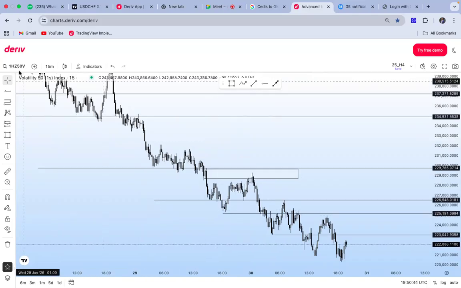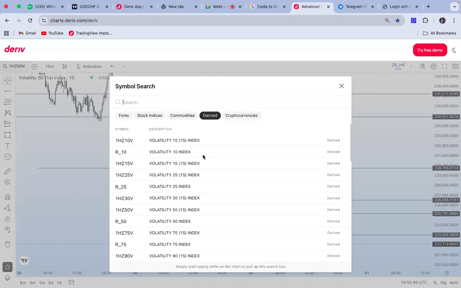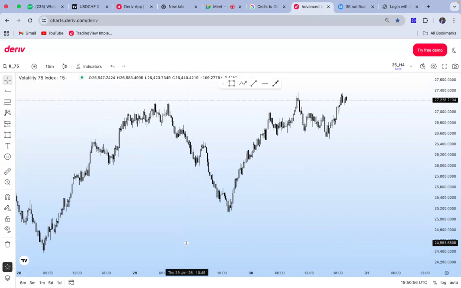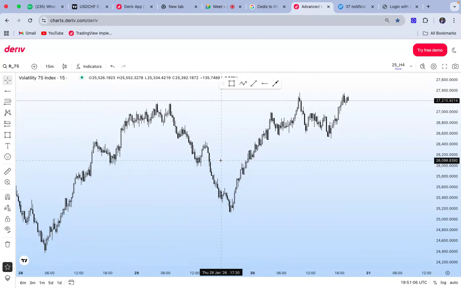So this is another market. Let's look at a different one. Let me see this market. Okay, so I'm not going to go to the lower time frame. Sorry, the higher time frame.